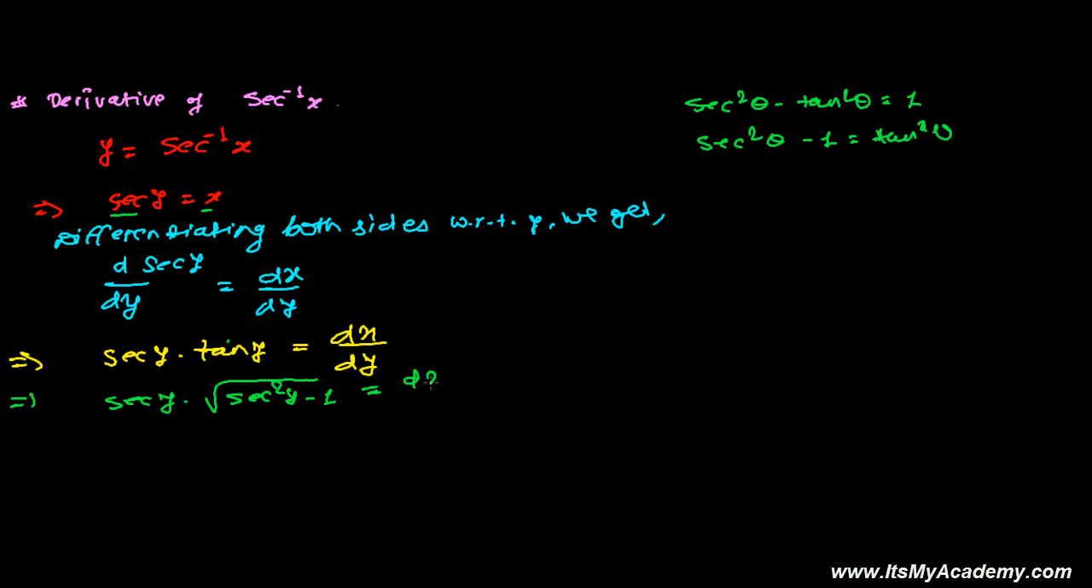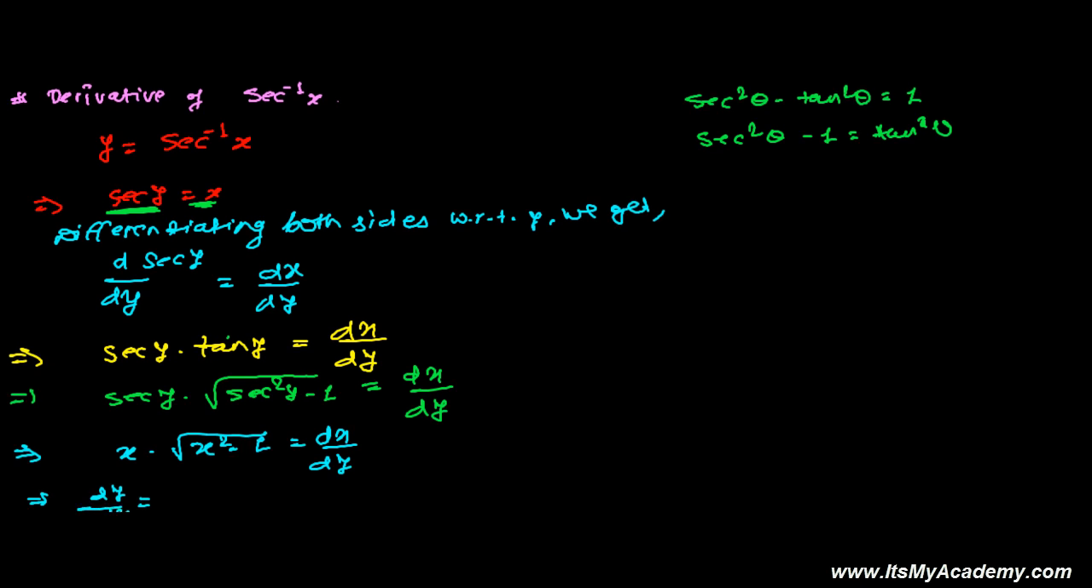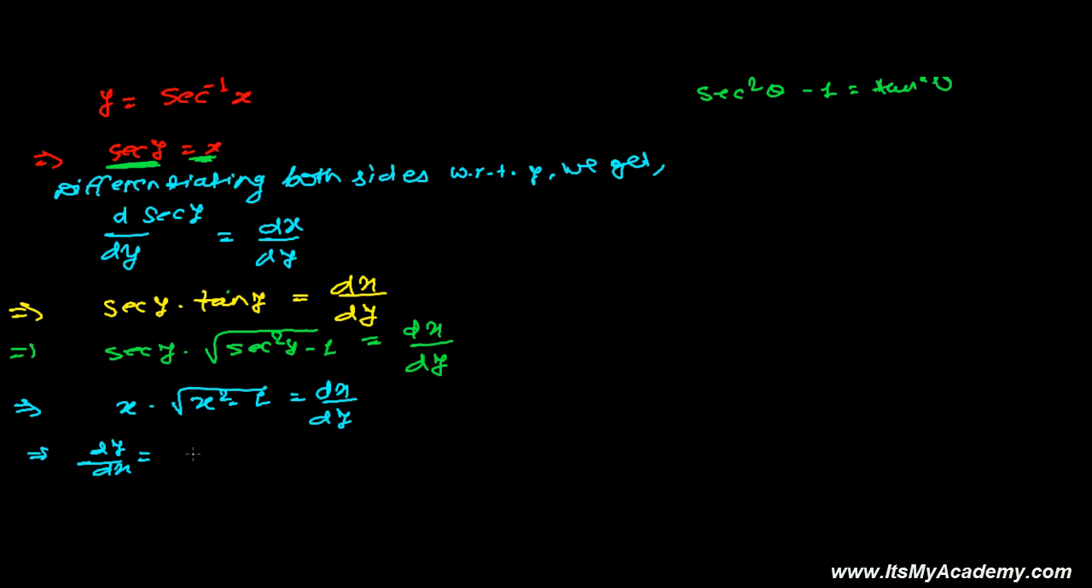Now it is dx over dy. Let's put the value of sec y. Sec y is actually x, so we get x times the root of x square minus 1 equals dx over dy. So finally our required derivative dy over dx is now 1 over x times the root of x square minus 1, since I have just taken the reciprocal.